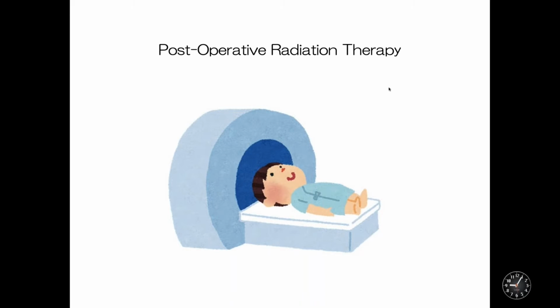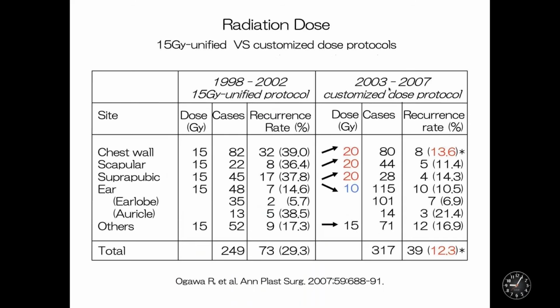But thicker keloids cannot be treated by radiation monotherapy because the radiation dose would need to be increased. So in that case, postoperative radiotherapy would be better. Before 2002, we used a 15 gray unified protocol. But the total recurrence rate was around 30%. This is an acceptable result. So we changed it since 2003. We optimized a customized dose protocol, and the high tension area was treated by an increased dose, 20 gray, and the yellow area was decreased to 10 gray. And as a result, the total recurrence rate decreased to 12%.